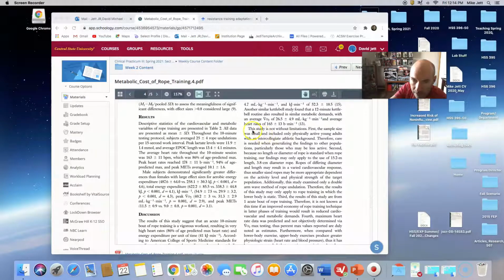Right here, boom. This study is not without limitations. So look, they're going to list a bunch of things. Let's read a couple of them. First, the sample size was small. Yes, 11 subjects is not a huge sample size. The larger the sample size is, the more significance the study could potentially bring. Okay, so that's a common limitation.